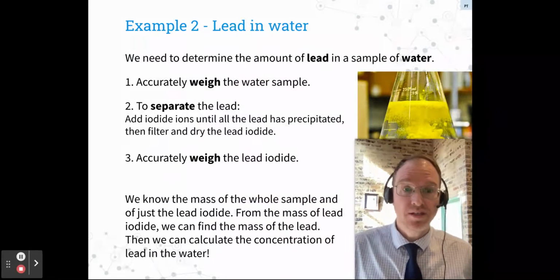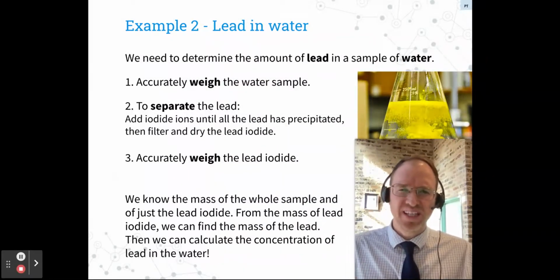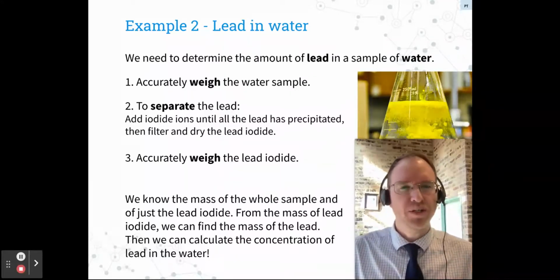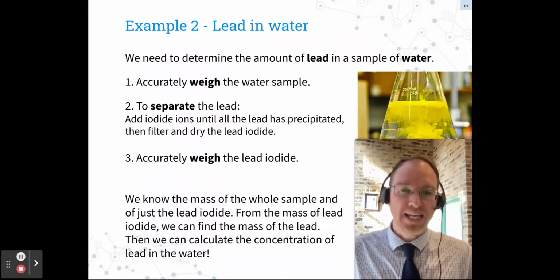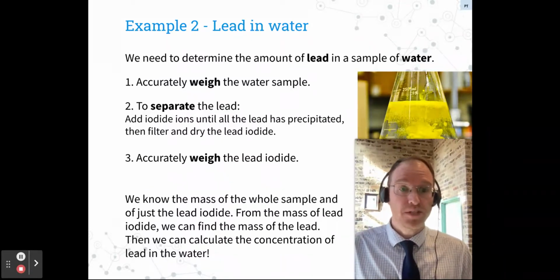A second example, lead in water. How would we do this? Because the water is liquid, the lead's there dissolved. How can we use the mass? Well, the key is going to be, how do we separate the lead? And you can do that through precipitation.